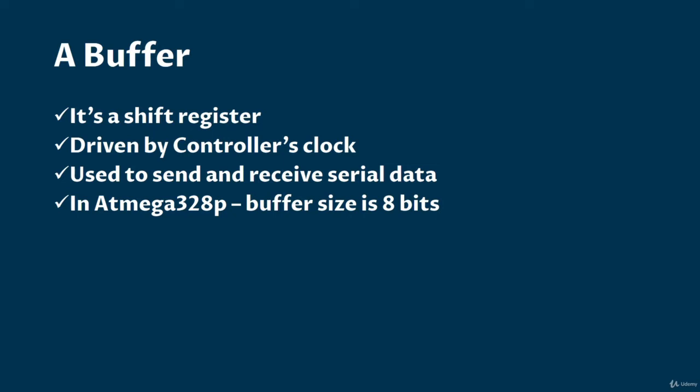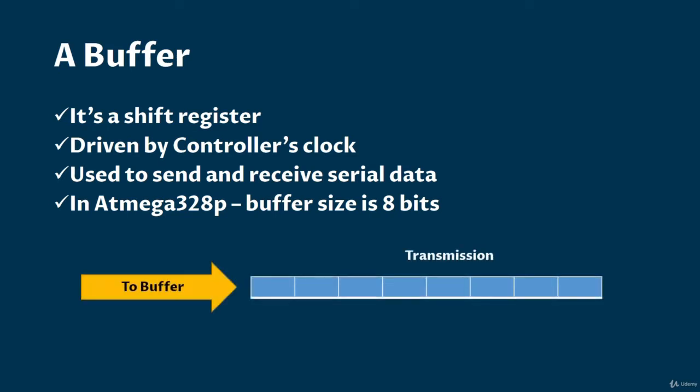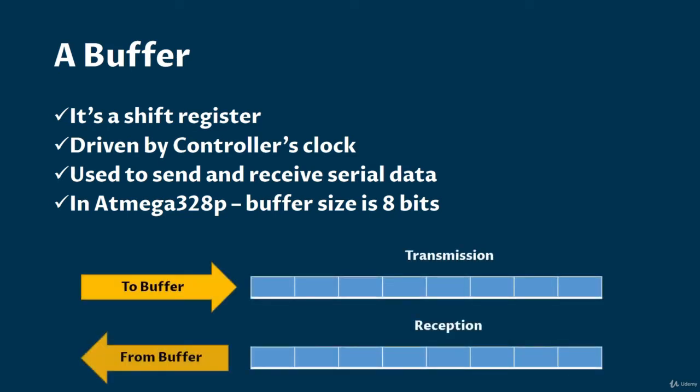It is known as the buffer. When you transmit something, you must copy the data to the buffer, and when you receive something, you must copy the data from the buffer. So received data is first stored in the buffer. In the Atmega 328P, the buffer is of 8 bits. You can transmit and receive a byte of data at a time.